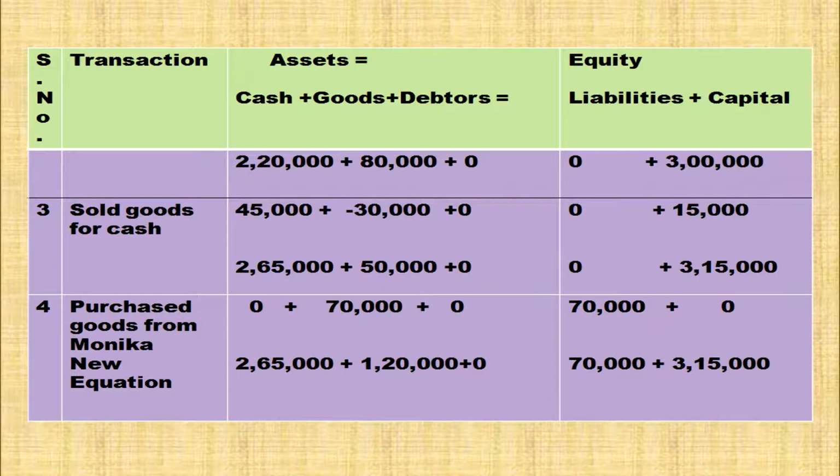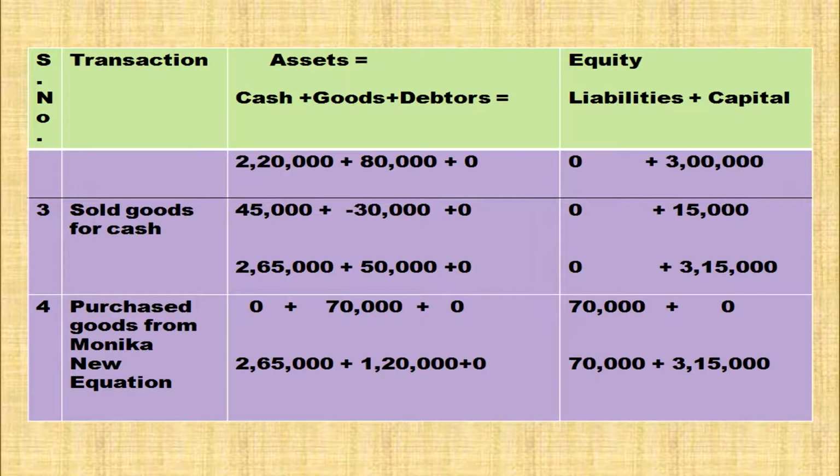So capital will be increased by 15,000, that is 3 lakh plus 15,000, that is 3,15,000 capital. Cash 2,20,000 plus 45,000. So in the new accounting equation, cash of 2,65,000 plus 50,000 goods equals capital 3,15,000. So on both sides total 3,15,000, the accounting equation is satisfied.